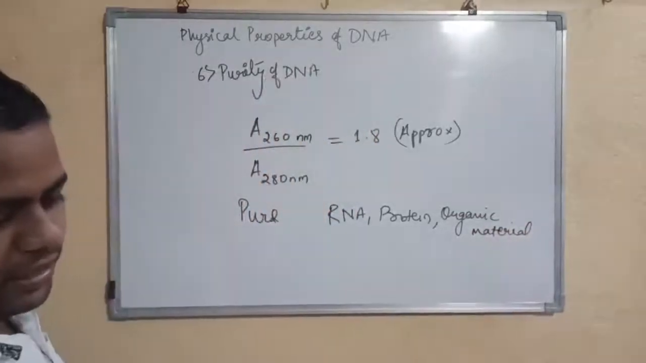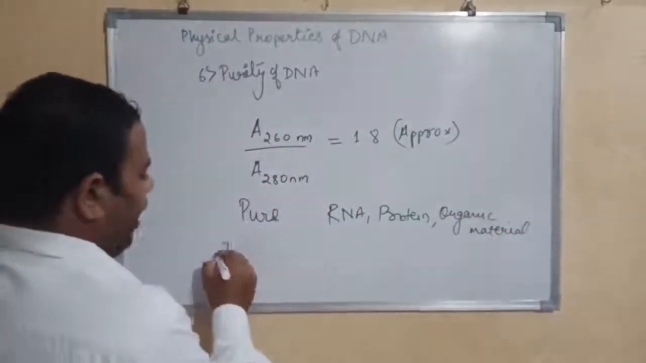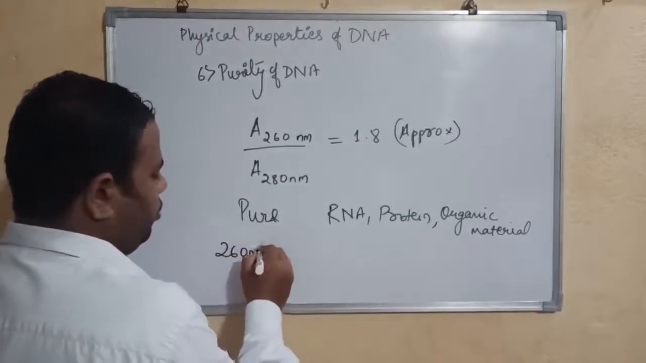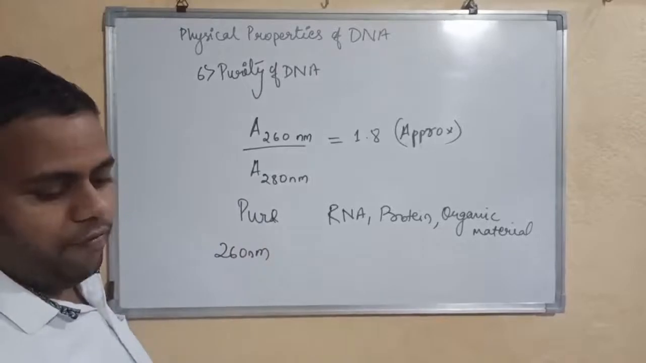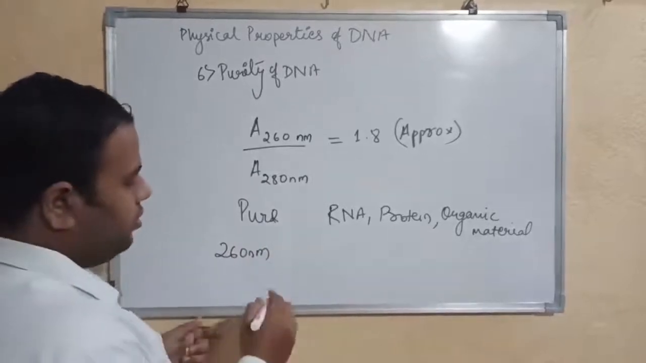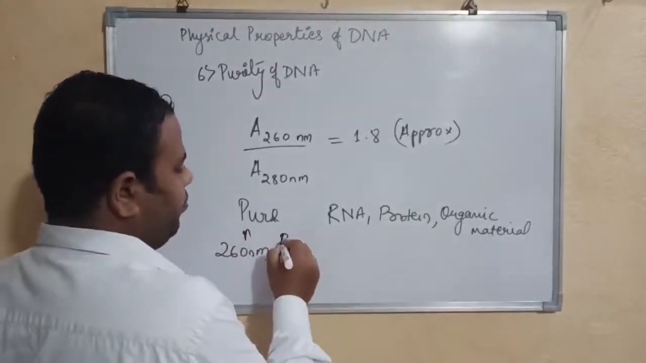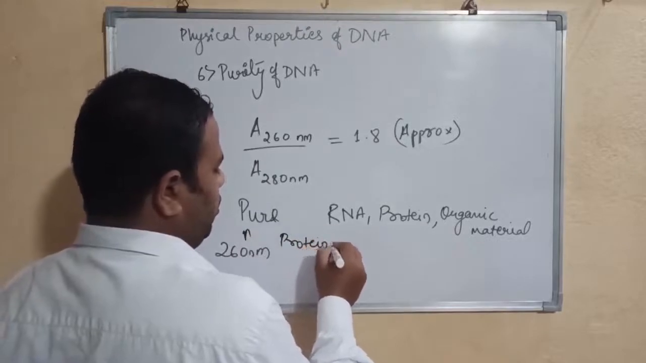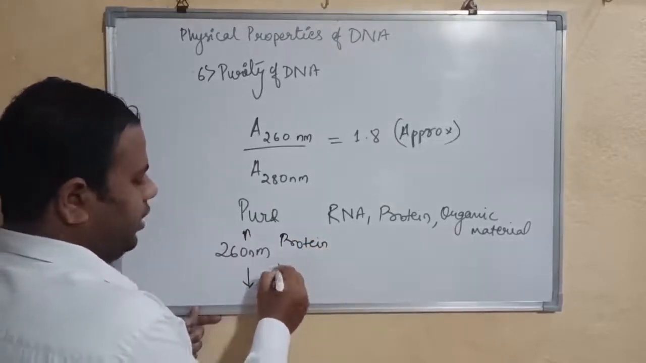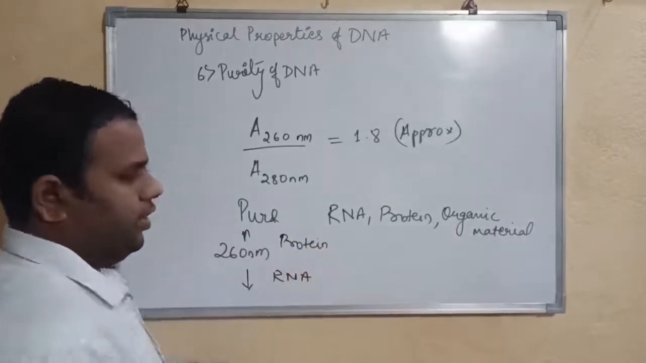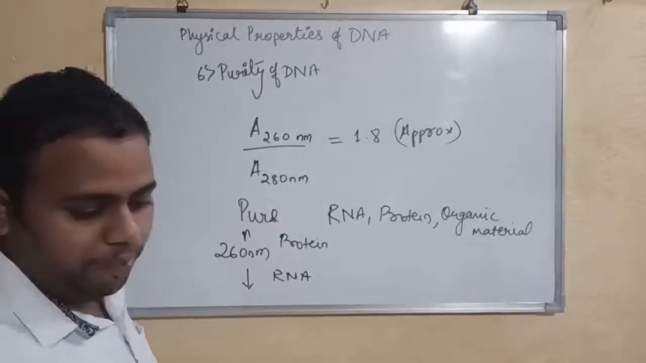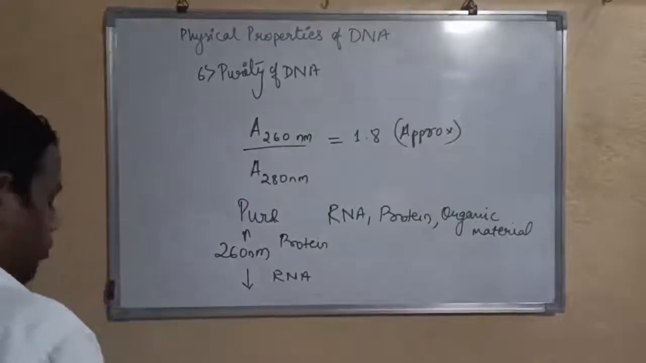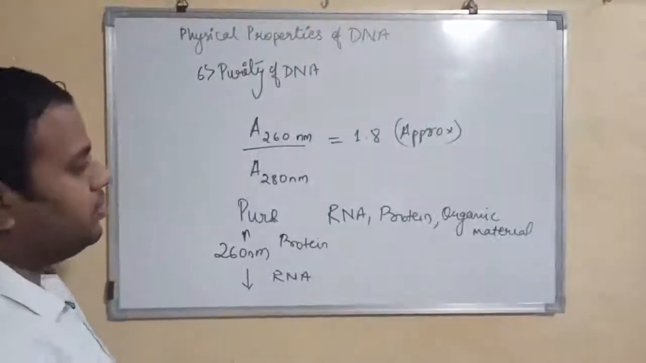If the value is higher, then there is a proteinic contamination, and if it is lower, then there is an RNA contamination. So based on that, you can check the purity of the DNA, how pure your sample is. Okay. So let's see the next property, that is melting temperature.